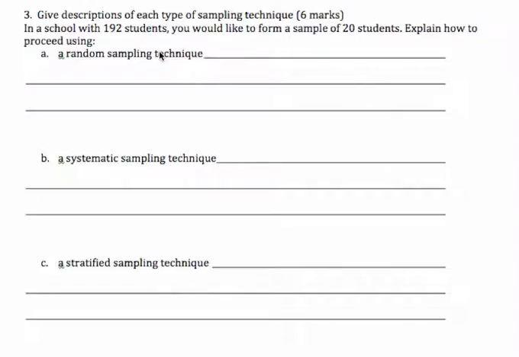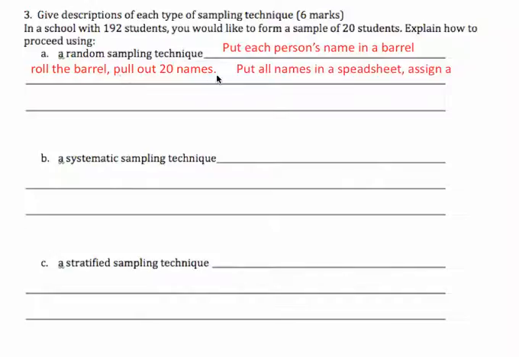Okay, so what you're going to do is randomly pick 20 students. And you can do that a number of different ways. You can put all the students' names into a barrel, roll the barrel around, and then blindly pull out 20 names. Or you can put all the names in a spreadsheet, assign a random number beside each name, and then sort the names, as I've shown you in class, and take the first 20. There are all kinds of different ways you can do it. You can make a spinner or roll a die. But you want to do it randomly.